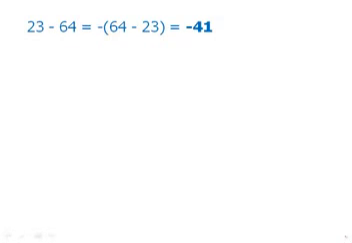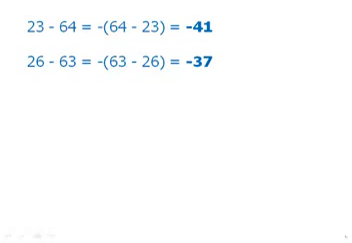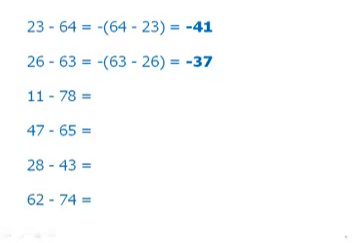Let's look at another one. 26 minus 63. Factor out the negative and we get a negative in front of the reversed order of subtraction, 63 minus 26. Perform the subtraction and stick a negative sign in front of it. Here are some more. You might want to pause the video here and practice these on your own. Here are the answers I get. Very important that you're able to do things like this, and it's very good practice for mental math to be able to do this in your head.